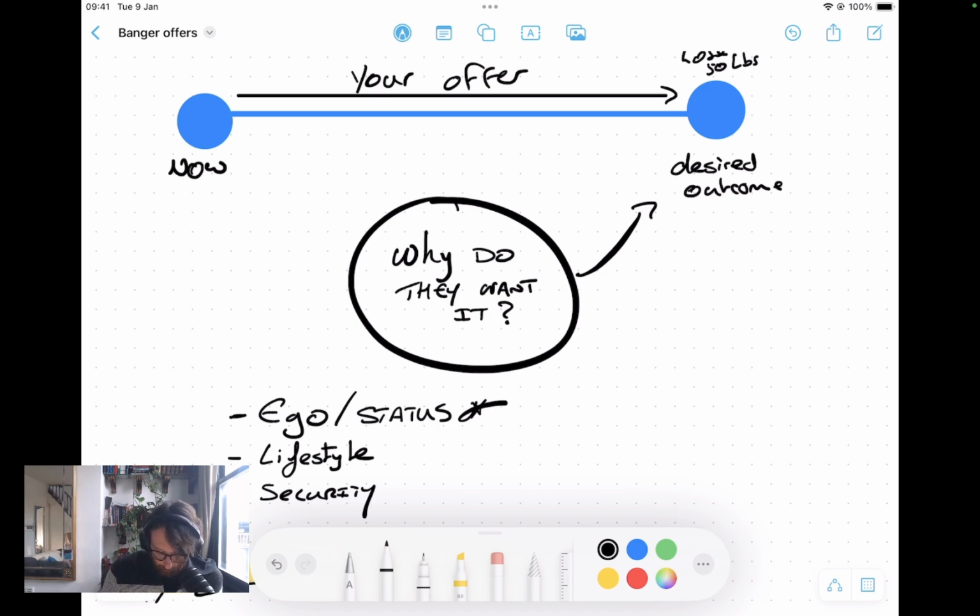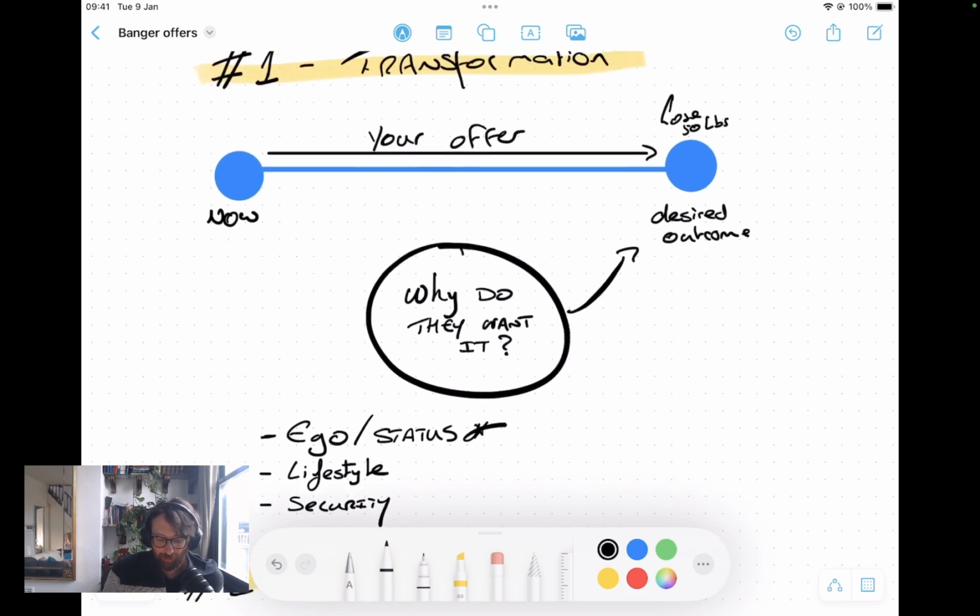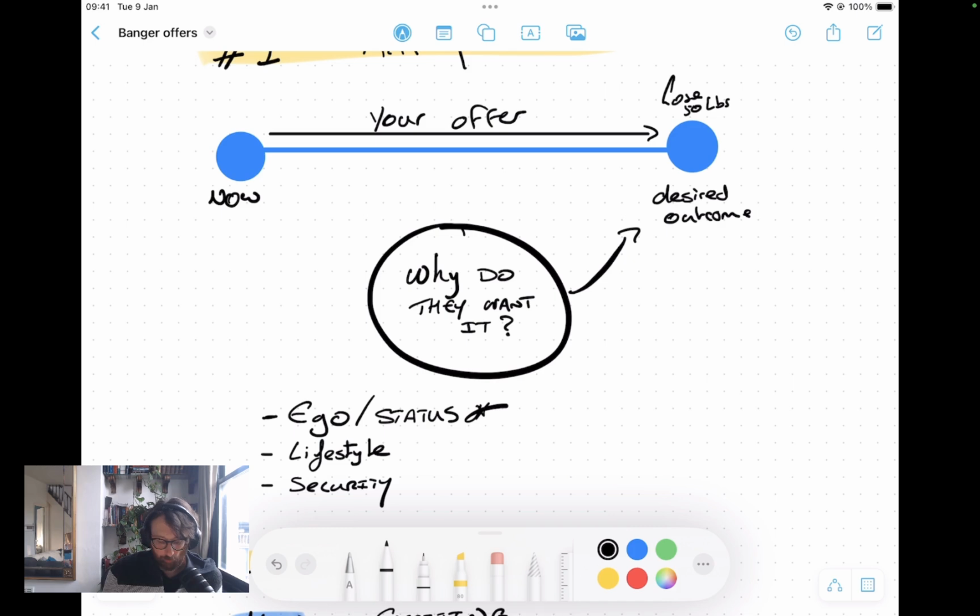And this works with most offers. You can find 1, 2, or 3 of these elements that you can be looking at. The transformation itself is great, but why do they want that transformation? Usually you can pin it down to one of these 3.